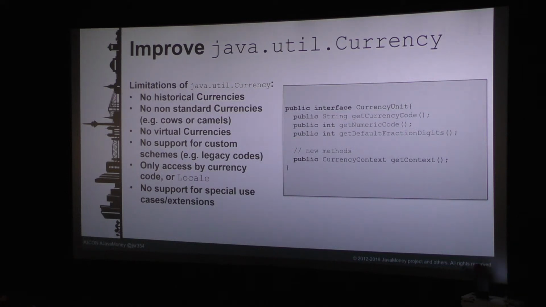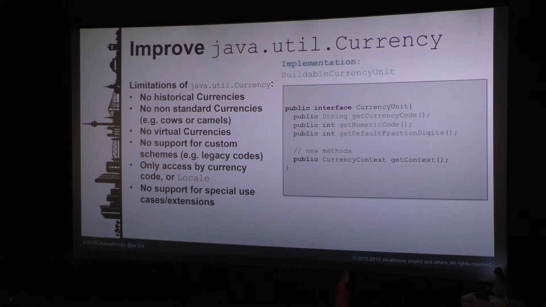Now, that's the interface that we have in the JSR. When you look at get currency code, does that work here? I tried the red button. Oh, it comes. We look here at get currency code, get numeric code, and get default fraction digits. These are exactly the same methods as on the currency class from the JDK. Nothing fancy. What's new here is that we have a currency context. That currency context can have additional information, like historical ranges, validity areas, whatever is valid for that kind of currency unit. So that's how we extended currency, but still ensure that it is mostly the same as what we already have in the JDK from a usage perspective.